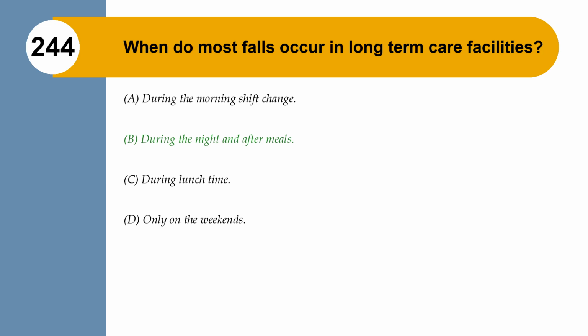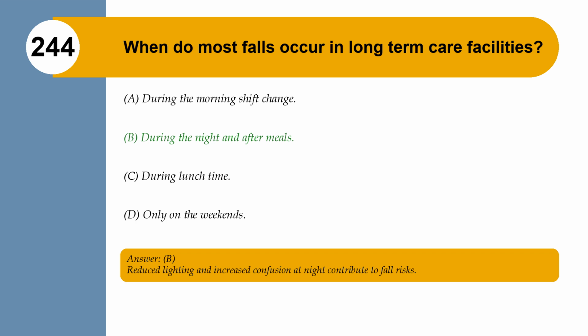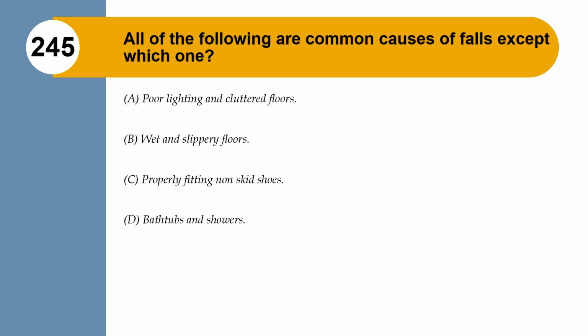The correct answer is option B. During the night and after meals. Explanation. Reduced lighting and increased confusion at night contribute to fall risks. Question 245. All of the following are common causes of falls except which one?